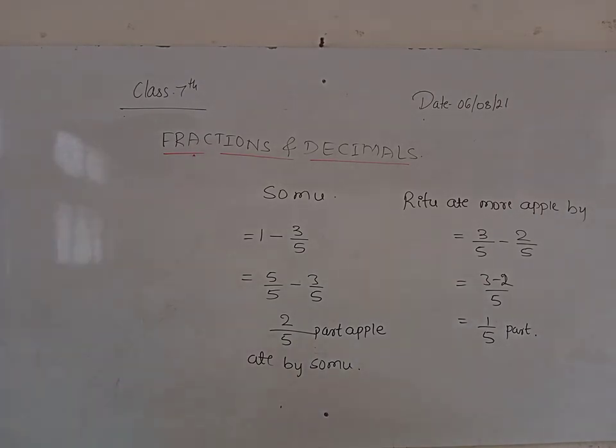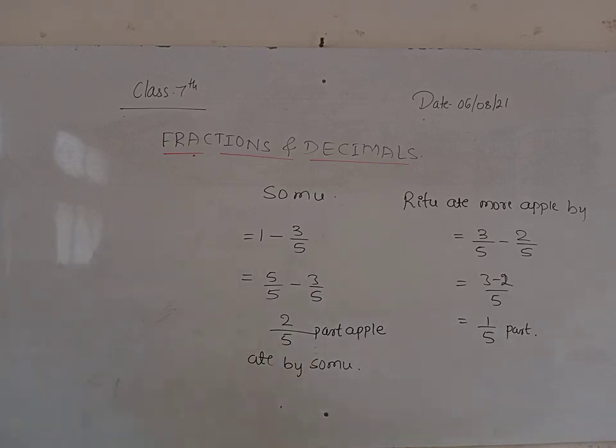First we have to read that question. Michael finished coloring a picture in 7 by 12 hour. Vaibhav finished coloring the same picture in 3 by 4 hour. Who worked longer? By what fraction was it longer?